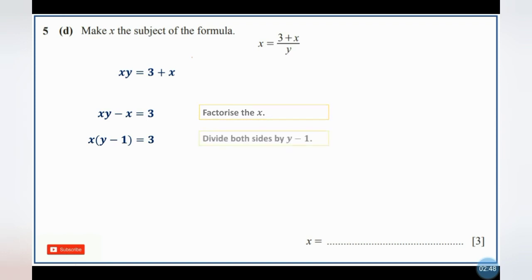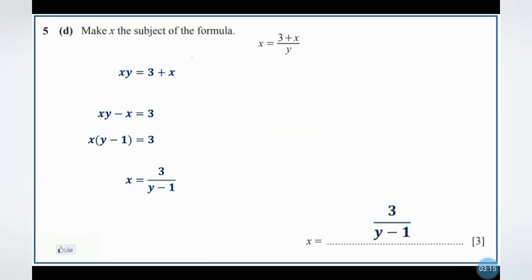After that, divide both sides by y minus 1. Why do I need to divide? Remember, we are making that x the subject of the formula. So, if we want to remove that y minus 1, since it's being multiplied to x, what's the opposite of multiplication? Division. Just to remove it. So, you'll have x is equal to 3 over y minus 1. So, our answer here is 3 over y minus 1.